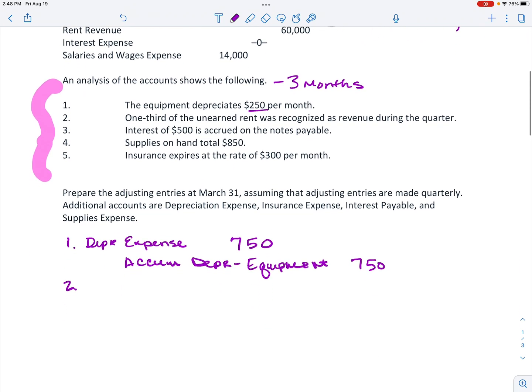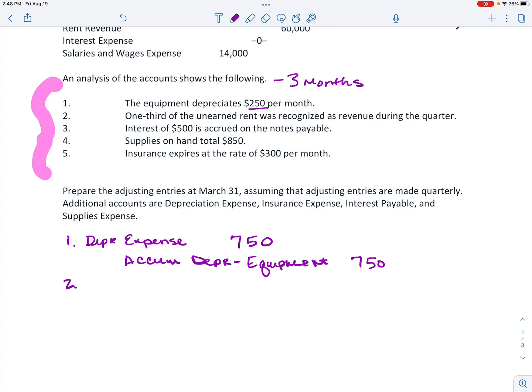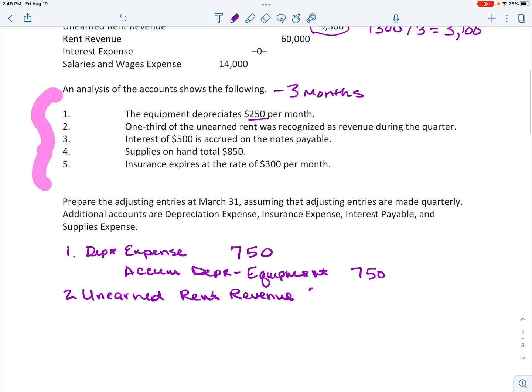When we recognize our rent, we're going to debit that liability to decrease it, the unearned rent revenue, for that $3,100. And we're going to credit our rent revenue for $3,100. And then we're going to look at number 3.